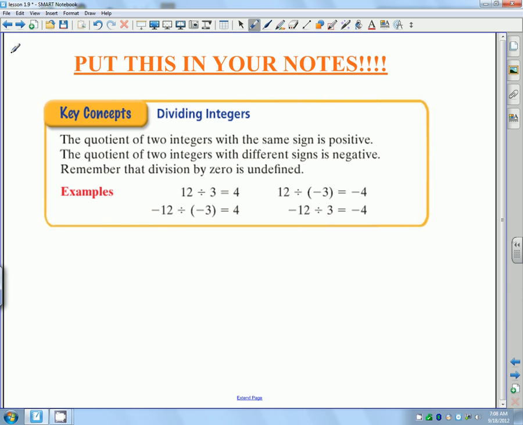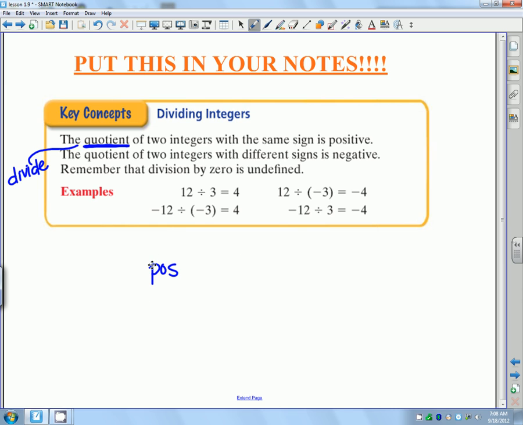All right, dividing integers. Put this in your notes also. Now, dividing integers is exactly the same as multiplying. The quotient, remember the word quotient means to divide. A lot of people forget that. You want to write that in your notes too. That means to divide. The quotient of two integers with the same sign is positive.